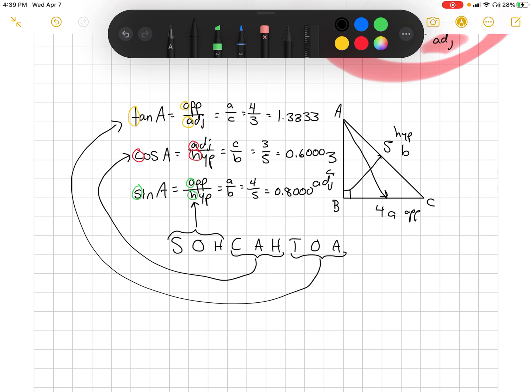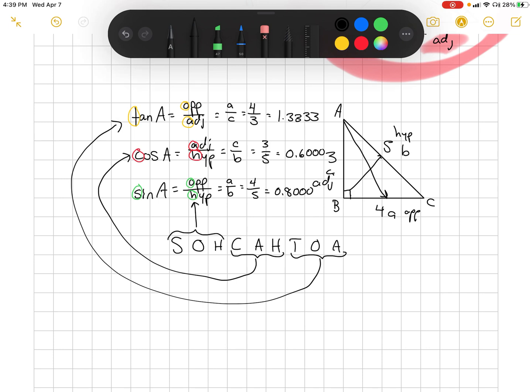That's the most useful acronym I can think of. If you look in the notes, there's a whole bunch of other acronyms that you can use. I find SOHCAHTOA to be the most useful, but it's entirely up to you how you remember it. Just remember the way the order goes.